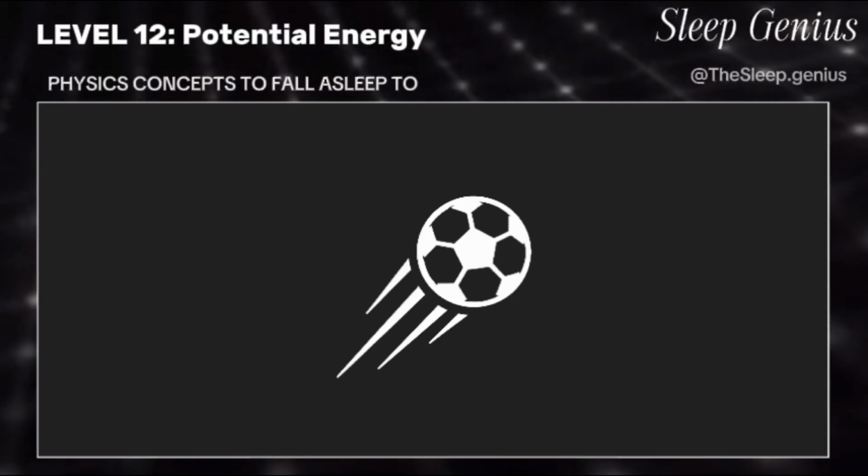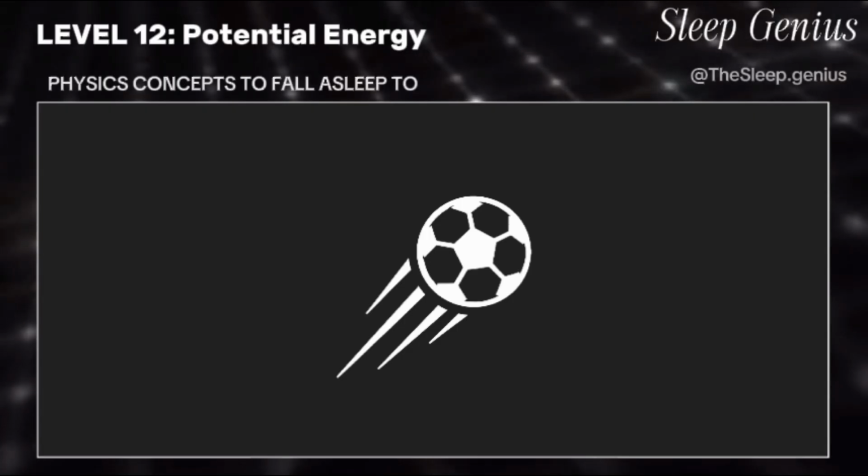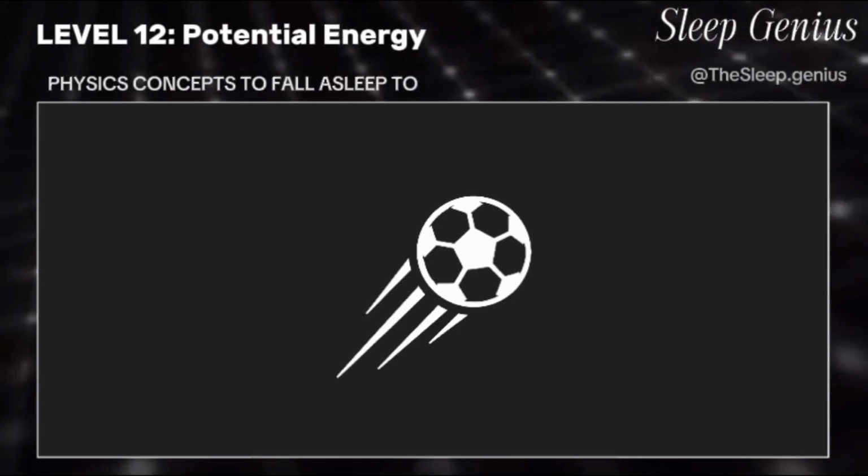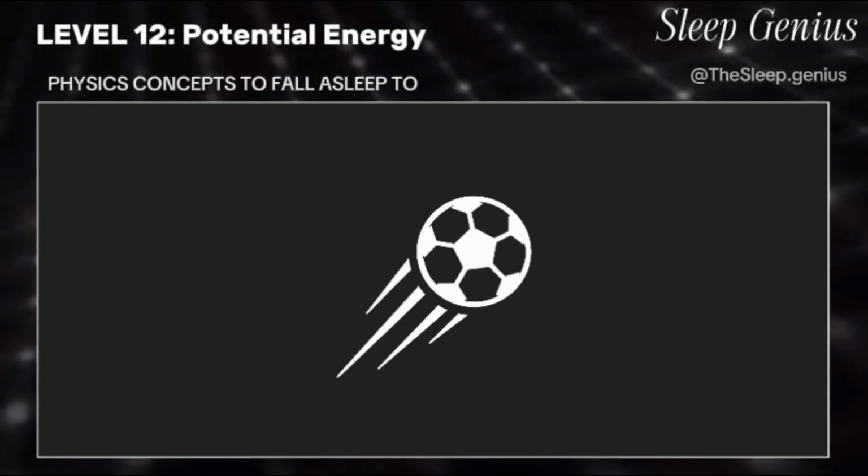The law of conservation of energy explains that energy cannot be created or destroyed. Potential energy can change into kinetic energy and back, but the total energy remains constant. Potential energy represents the capacity to do work.